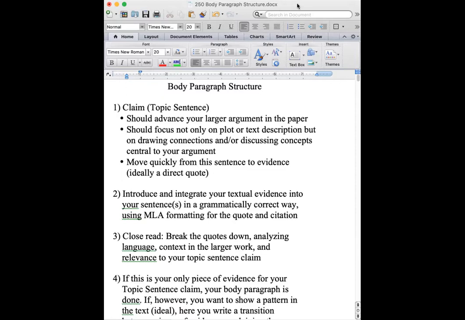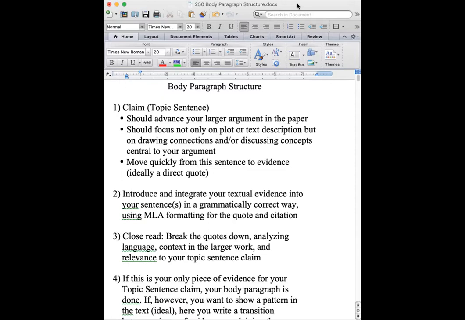Okay, so you've had your topic sentence. You have introduced and integrated your first piece of evidence. And what I mean by introduce and integrate is that you found a way to integrate your quote, if it's a direct quote, into a grammatically correct sentence, but also that you've introduced it in such a way that the reader has some context for who said the quote and where in the text it came from.